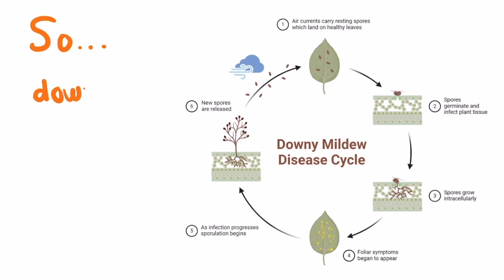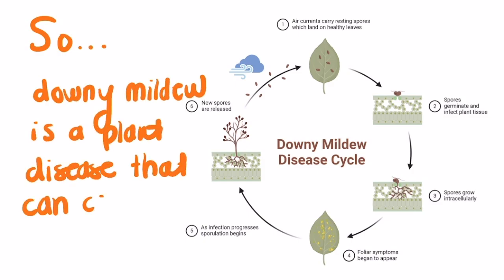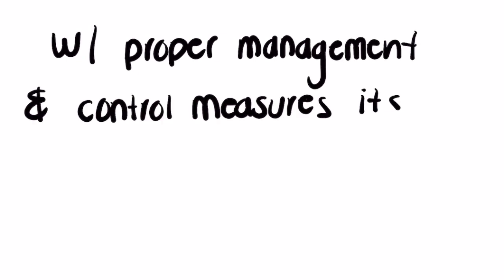So, downy mildew is a plant disease that can cause serious damage to the plants, but with proper management and control measures, it can be controlled.